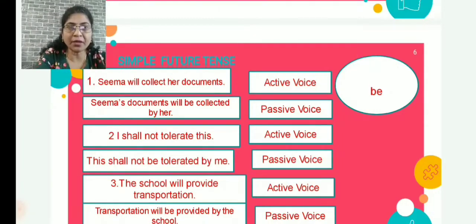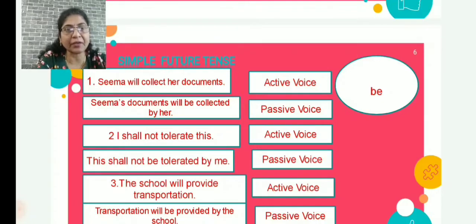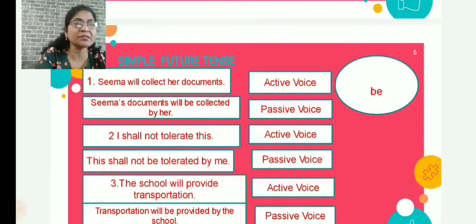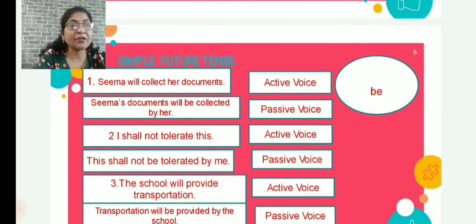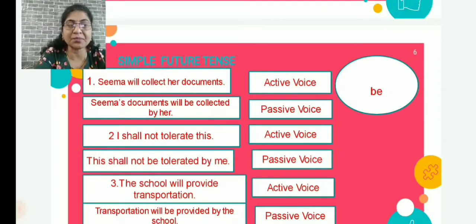Now what have we done? We have made a little change, that we have added be here. So here on the right side, I have written be in one circle. So what is added? Be is added. Just remember, this word be is added when we change simple future tense into passive voice.